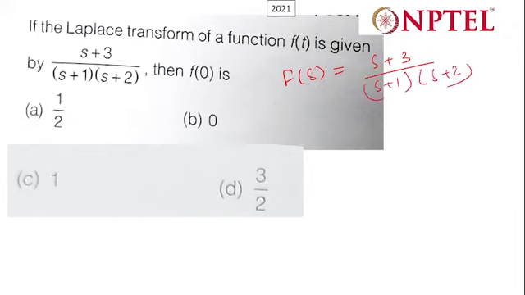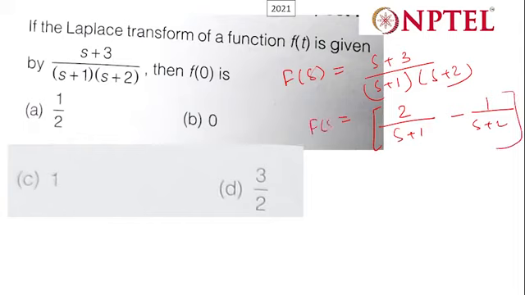Okay, firstly, whenever you have to take the inverse, we first take the partial fraction of this fraction. So, you can write it as 2 upon s plus 1, minus 1 upon s plus 2. So this will be your partial fraction.